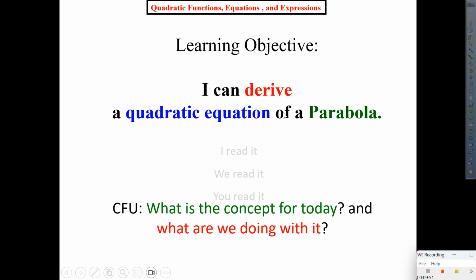All right, here we go. I can derive a quadratic equation of a parabola. The word derive means to produce or to create. We're going to create a quadratic equation of a parabola. Now the main concept here is in green, which is what? Parabola. So I want you to write that inside of your Frayer model: parabola. All right, once again, I can derive a quadratic equation of a parabola.